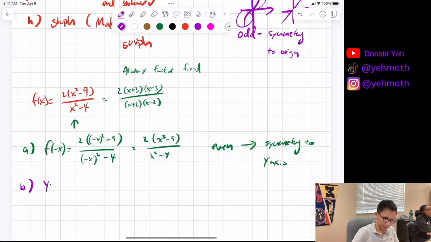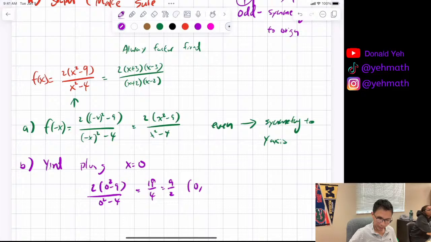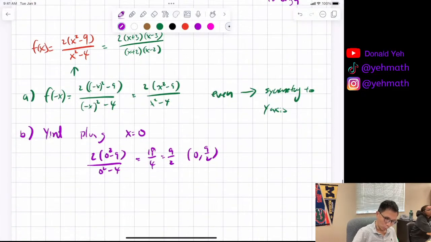So B, what do we find? Y-intercept. How do I find y-intercept? Plug in 0 for x. Now this is a very important tool for any exam. SAT, AP exam, very important tool. Plug in the opposite. So opposite equal to 0, so x equal to 0. So I'm going to plug in 2 times 0 squared minus 9 over 0 squared minus 4. So that's going to be what? 18 over 4, 9 halves. So it'll be 0 and 9 halves. Y-intercept.